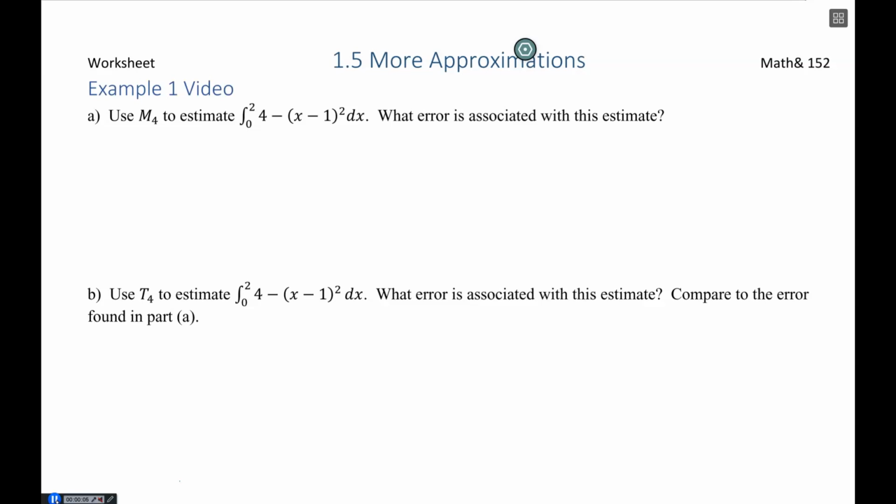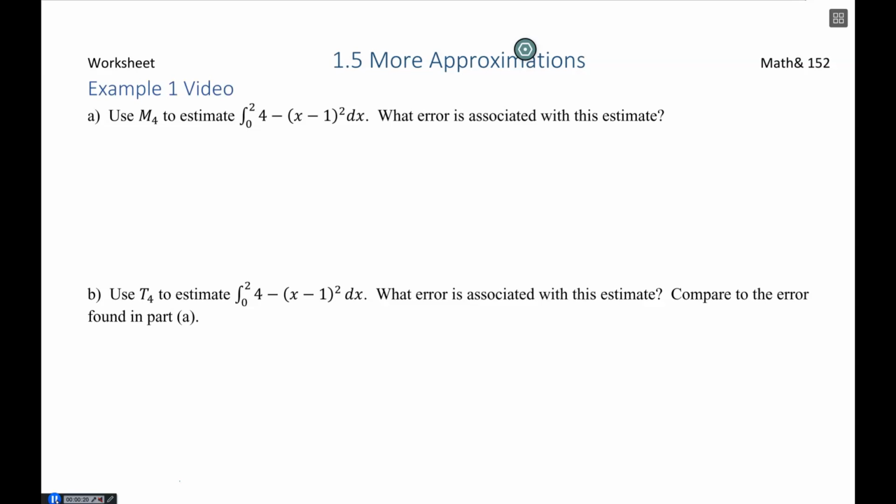I want to do a midpoint just for comparison and also to make sure we haven't mixed you up with all this talk about tangent lines. The calculation is still what it was. And then I also want to do a trapezoid rule so that you can see how that looks.